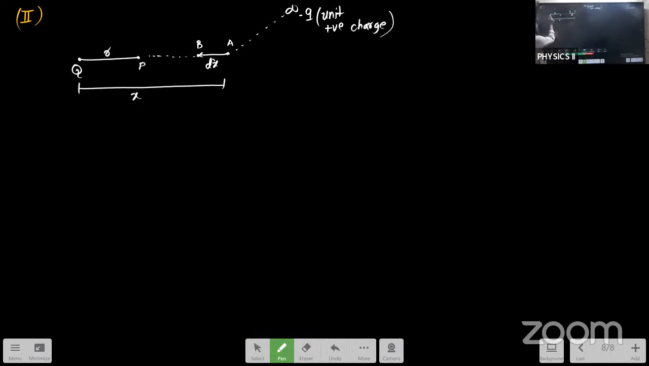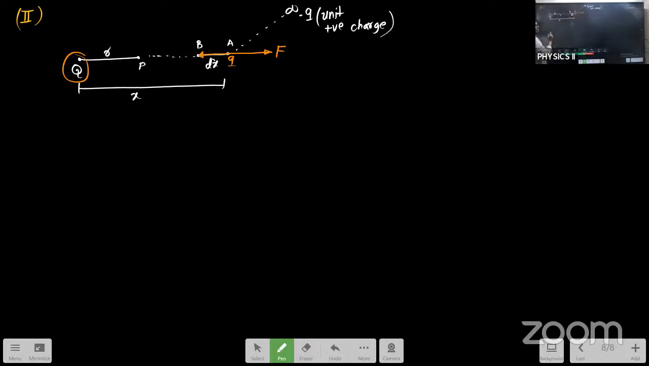Now see here. Here we have plus Q charge, and here we have a unit positive charge. Will both of them attract or repel? Both have the same charges, so a force will act in this direction. Now I am doing some work. I am trying to bring the charge from position A to B.